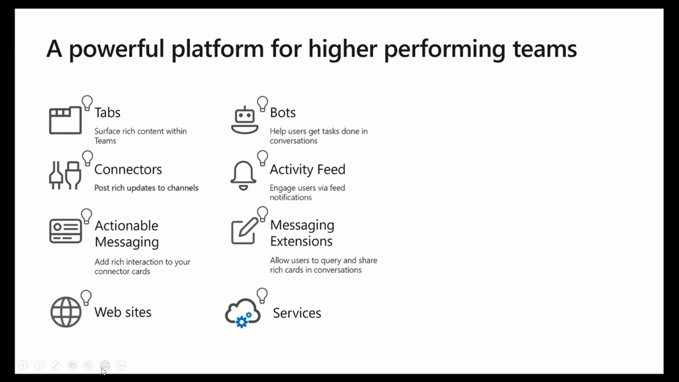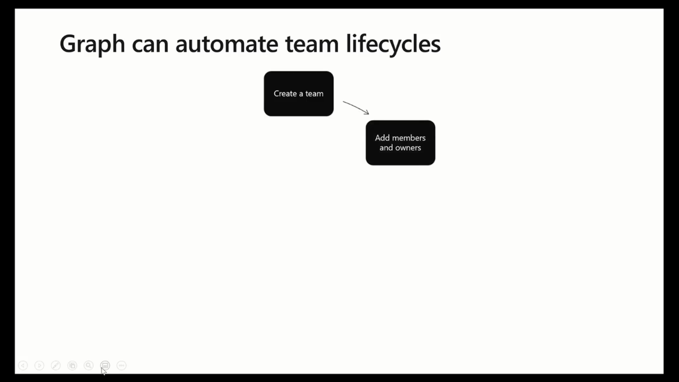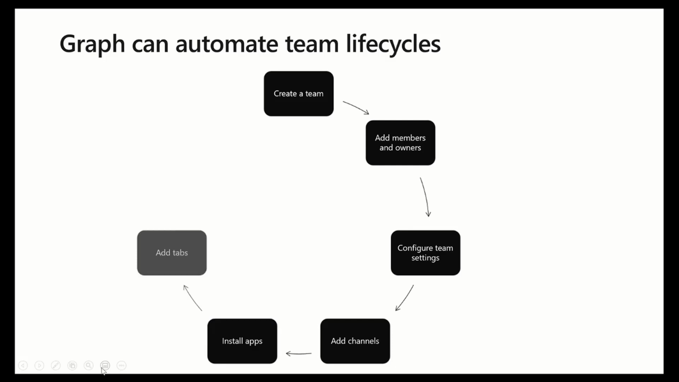My favorite thing to do with Graph APIs is to automate team life cycles. I can create a new team, add members and owners to the team, configure team settings in the team. I can add channels to the team, install applications into the team, even set up tabs in the team, and get a fully functional team all with a single script.